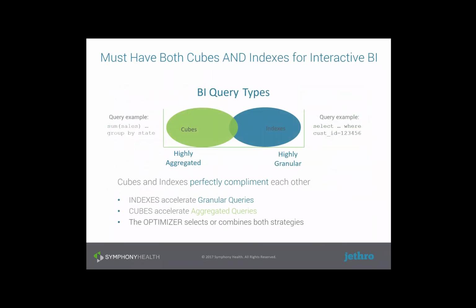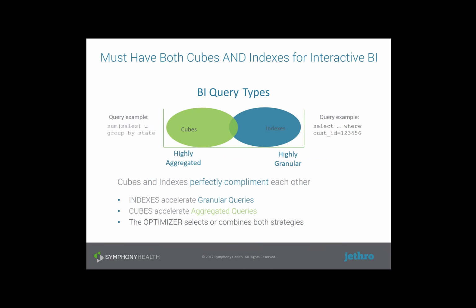The key, of course, is being able to use cubes and indexes. If you think of the range of BI queries, they can start from being highly aggregated, a query like summarize sales, group by state. In this case, you want to go through the entire data set, but produce a small result set. For this type of queries, having a cube aggregation is the best solution. We pre-aggregate the data, and when we get the aggregated query, we have very little work to do.